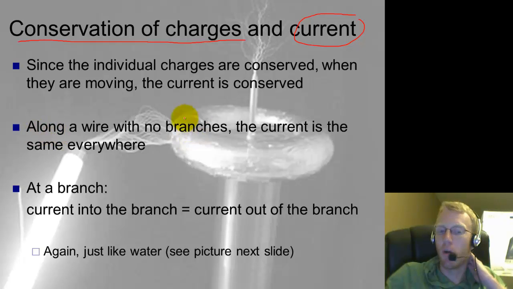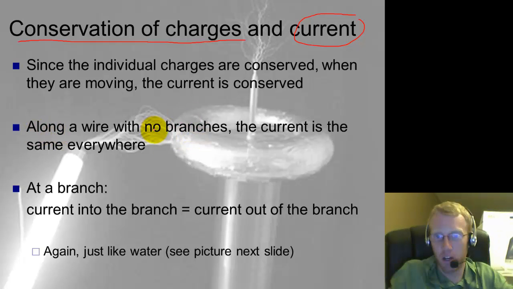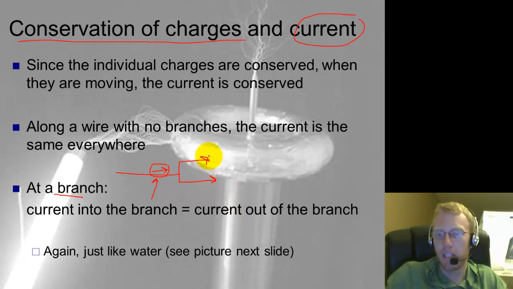One is along a wire with no branches. That means it doesn't split off at all. The current is the same everywhere along that wire. And then when you do get to a branch, so a branch would be like you have a circuit coming in here, and then it branches off and it goes two different directions. So the total current into the branch, so the total current coming in here, that would be your total current in, has to equal the total of both of these guys combined coming out.